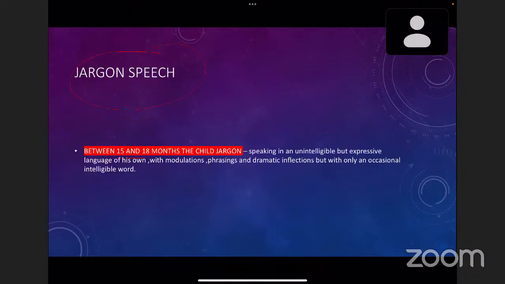Between 15 to 18 months of age, the child has jargon. What is this jargon speech? Similar to the middle cerebral artery stroke patient, we know what to speak, but we cannot speak because the motor area has been impaired. So he will tell whatever comes to his mind or from his mouth. So here it's similar to that.